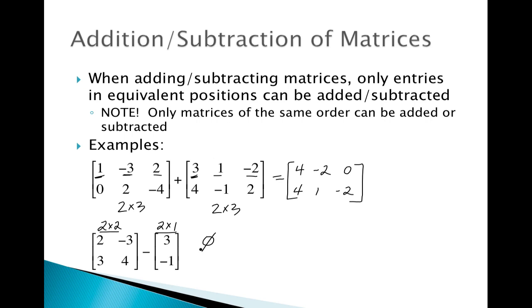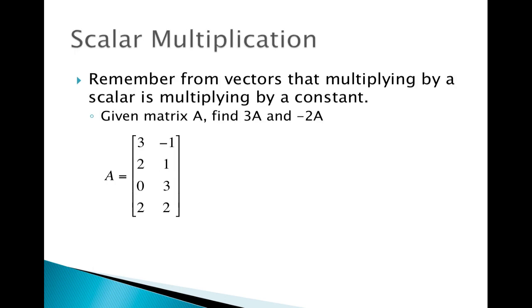Okay, let's move on to scalar multiplication now. So remember from the vectors, when we were learning vectors earlier on, that multiplying by a scalar means that you're essentially multiplying it by a constant number. So we have matrix A here, and we want to find 3A. So 3A means that we are going to multiply every single thing here by 3. So 3A is going to give us the matrix 9, negative 3, 3 times 2 is 6, 3 times 1 is 3, 3 times 0 is 0, 3 times 3 is 9, 3 times 2 is 6, and 3 times 2 is 6. So we have now found 3A.